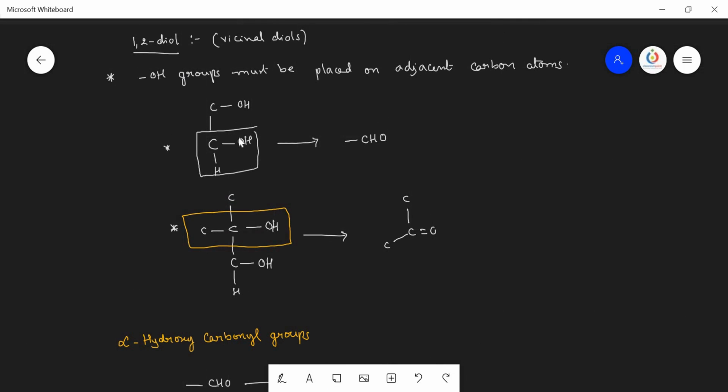In the case of the 1,2 diols, two OH groups are placed on the adjacent carbon atoms. In that, if one carbon atom has the hydrogen, then only this carbon will be converted to the aldehyde part. And the carbon that does not have the hydrogen but has carbon links, that shall be converted to the ketone. If both carbon atoms are like that, then this part also will be converted to the ketone.